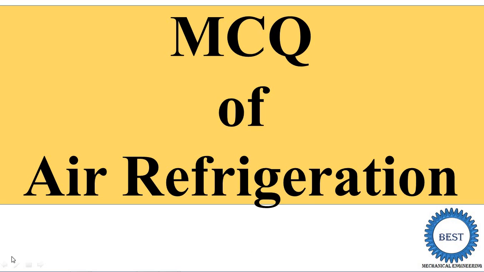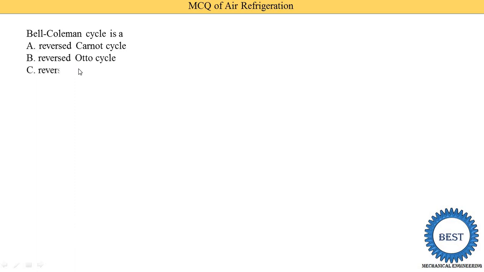In this video, I discuss various multiple-choice or true-false type questions for an air refrigeration system. The first question is: the Bell-Coleman cycle works on which cycle? The options are reverse Carnot cycle, reverse Otto cycle, reverse Joule cycle, or reverse Rankine cycle.